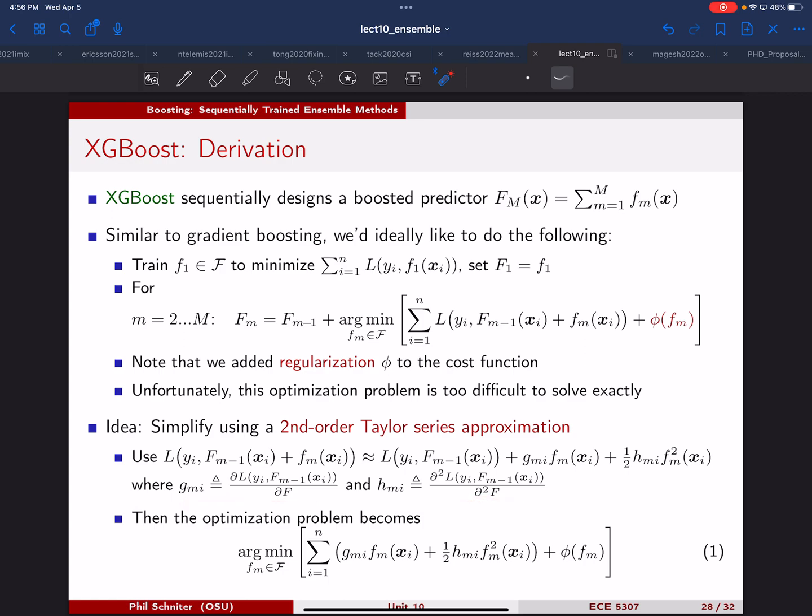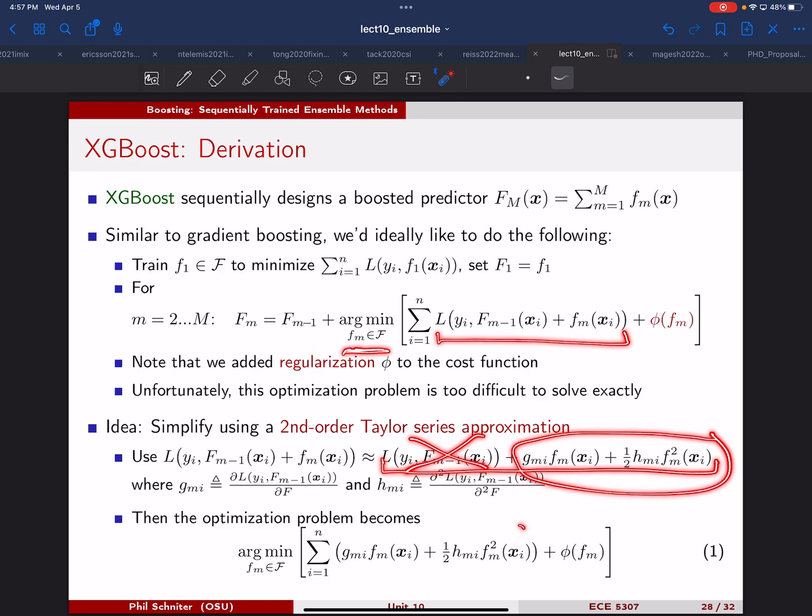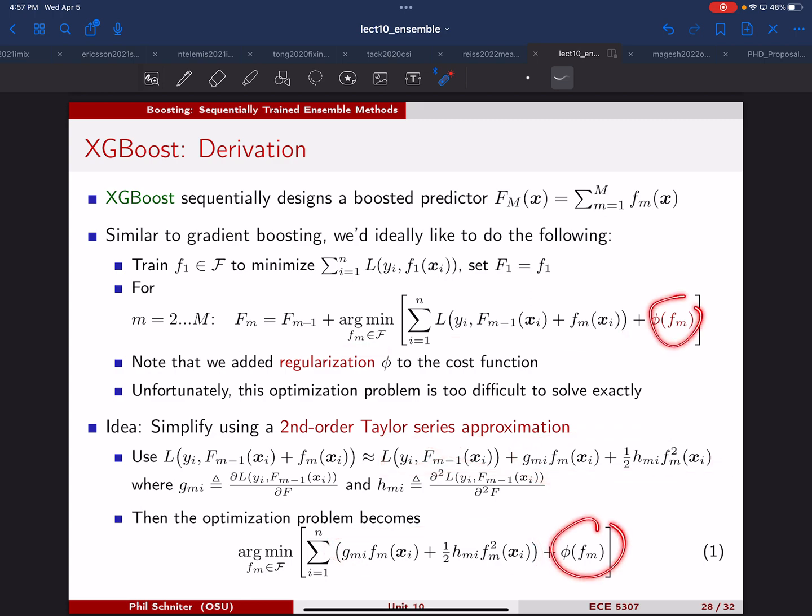So once we make that approximation, we're going to replace this with this term. But then we realize that if we're designing little f, we don't have to worry about this first term because it doesn't impact us, so we can just focus on the sum of the second two terms. So that's what we have here. And then we have our regularization as before. Okay. So our objective is to find this little f that minimizes this.